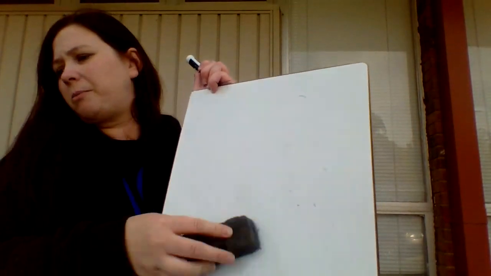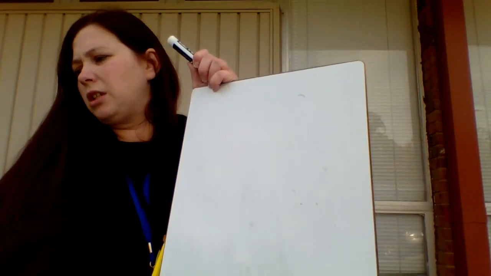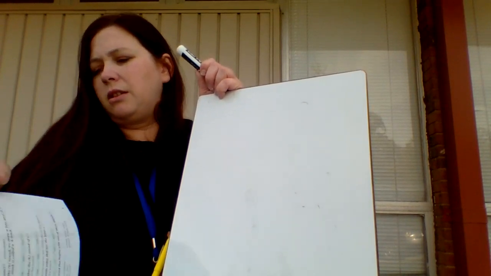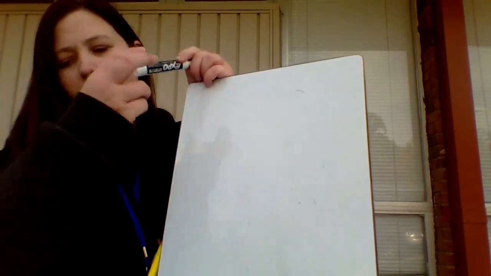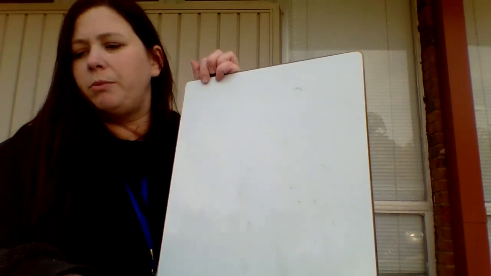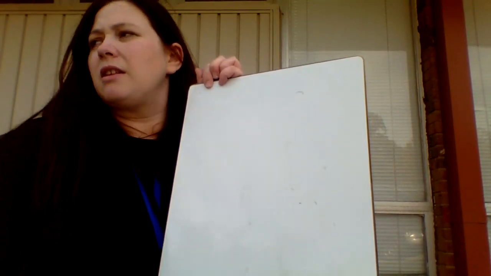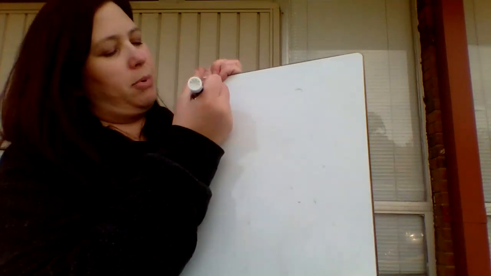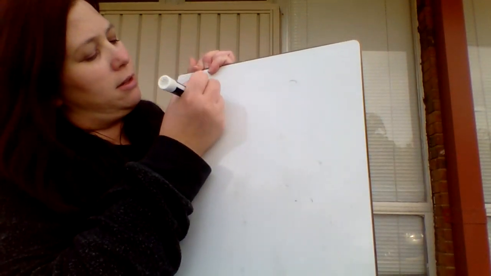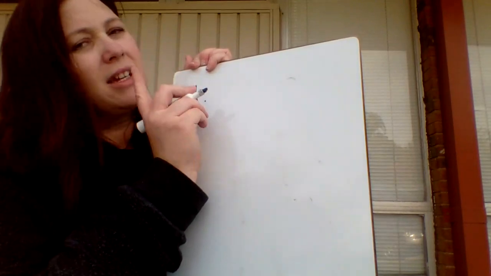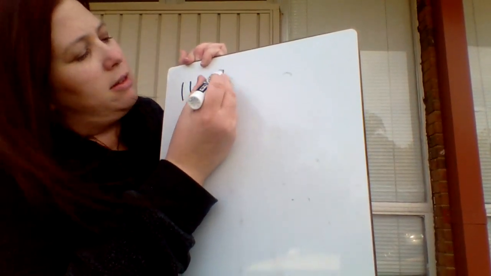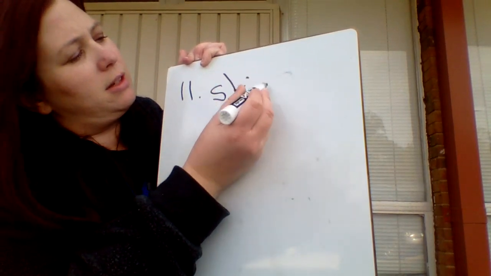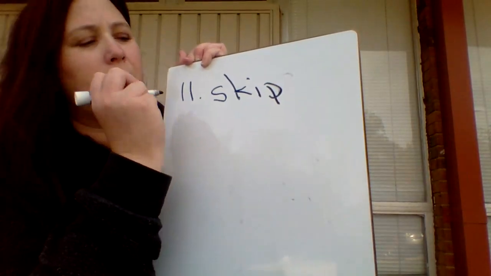Next, we're going to practice spelling a couple of words. Let's spell skip on number 11. Skip. So it's sk, I, p. Skip.